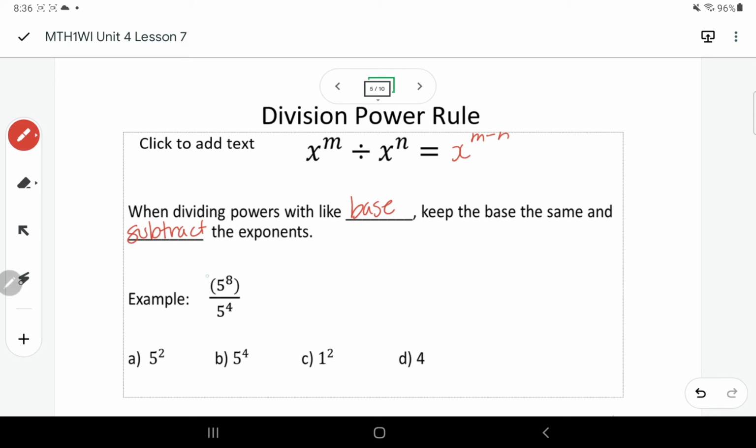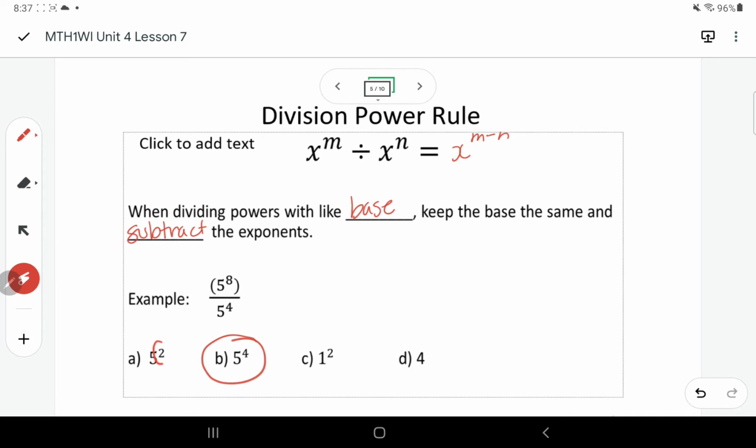So I see that I have 5 to the exponent 8 and 5 to the exponent 4. I keep repeating this, I know, but keep the base the same. That is a really common error. So I'm not going to have this one because that base is different. I'm not going to have that one. The base is different. Keep the base the same and subtract the exponents. So the base stays the same and you do 8 minus 4. So that tells me that B is the correct answer.